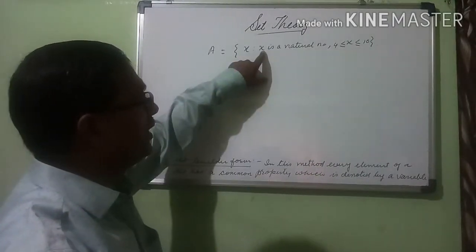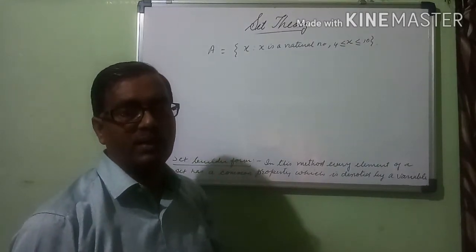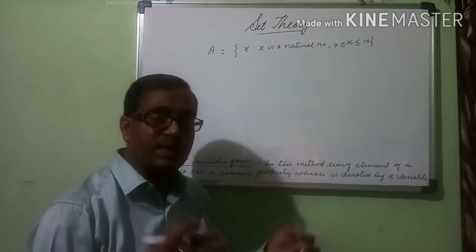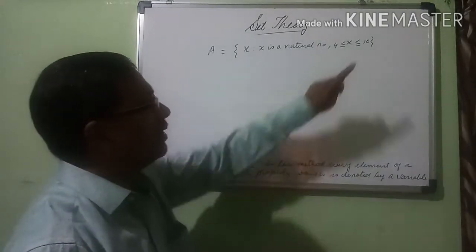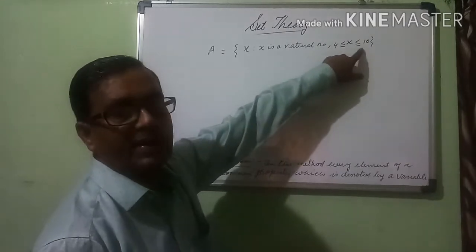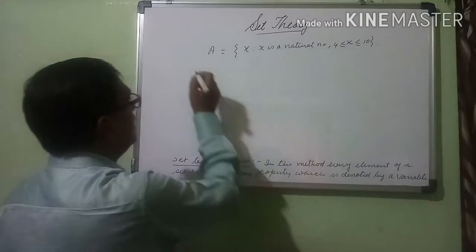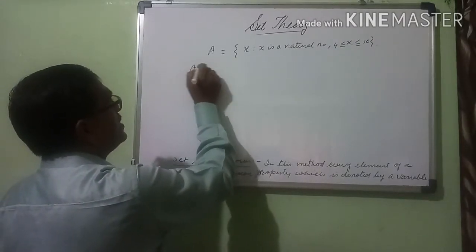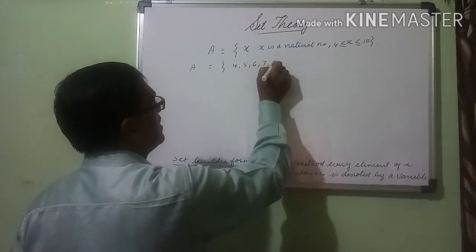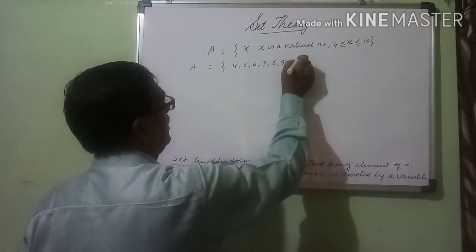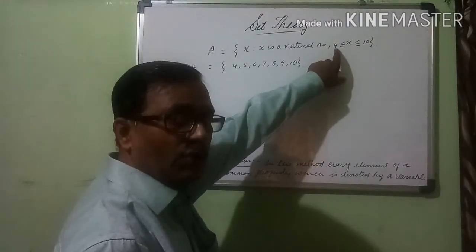So x is denoting a particular property. What is that? That should be a natural number. And there is a specification, there is a condition. What kind of natural number shall we take? Those numbers which are between 4 to 10. And therefore, if you want to write in listing form, the listing form will be 4, 5, 6, 7, 8, 9, 10. Why? Because it is given x is greater than or equal to 4.